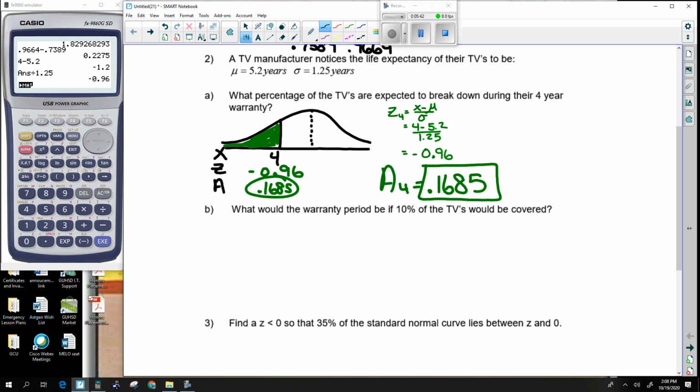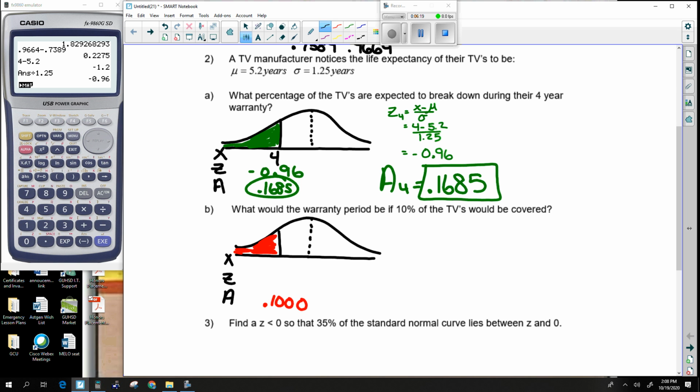Next one is a similar question. However, they give you the area, and you need to figure out what is the warranty. How many years is that? All right, so they say that they're going to be covering 10% of the product. That means the area to the left of our mysterious line is 0.10000. What is the X that goes along with that?